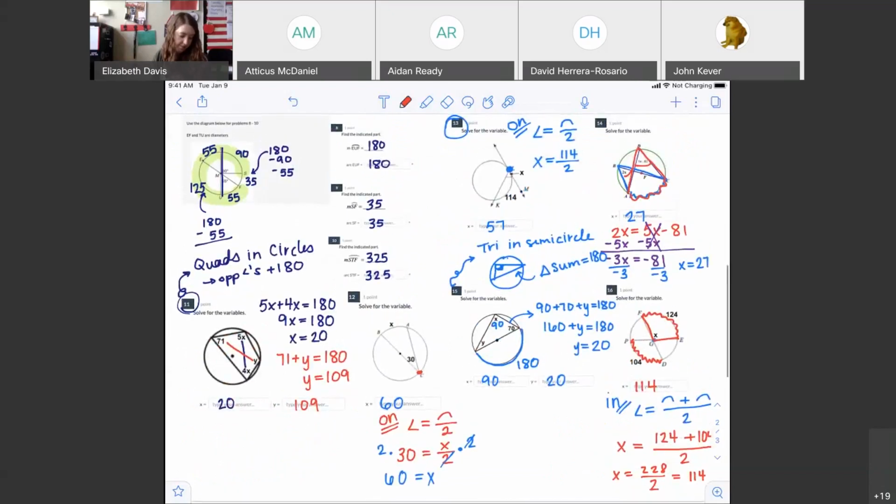Okay. So there's 8 through 16 if you need to take a quick screenshot.